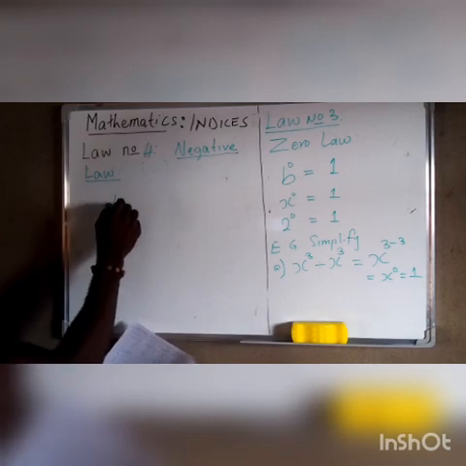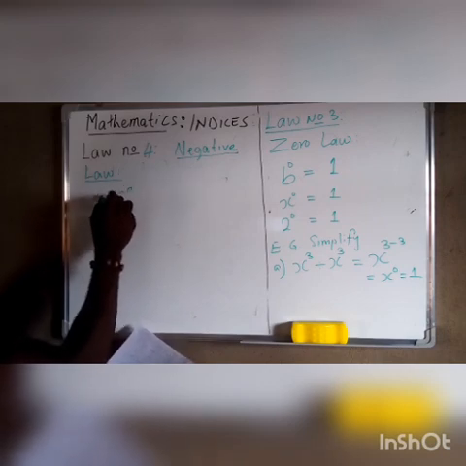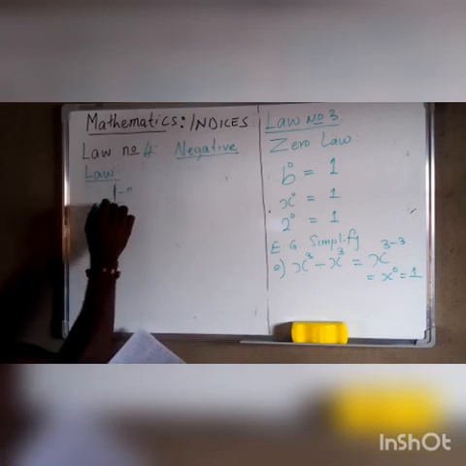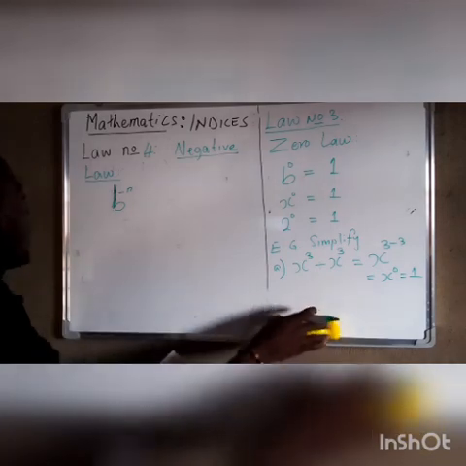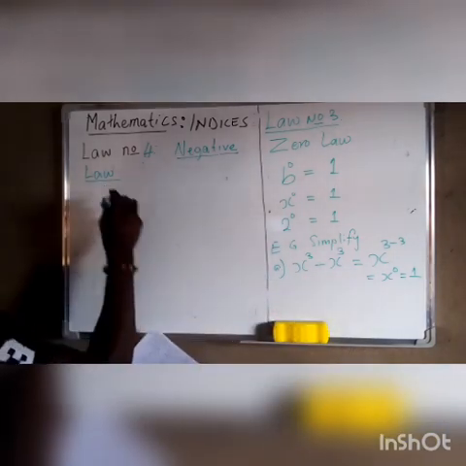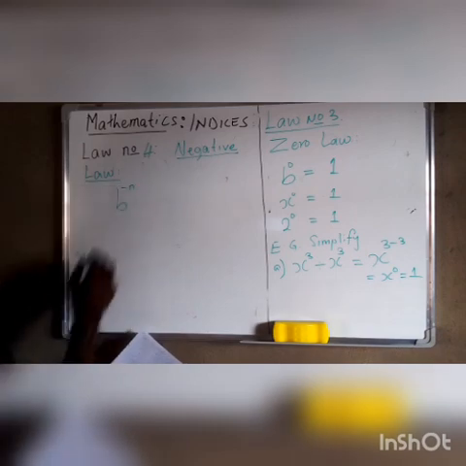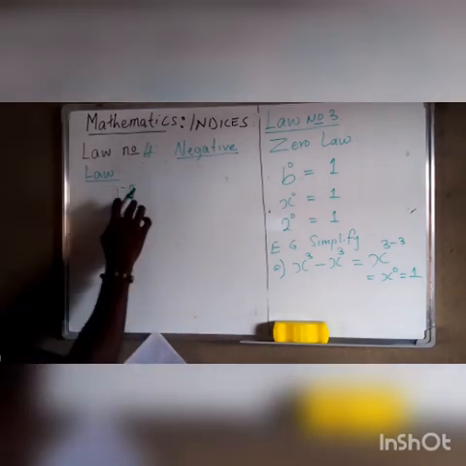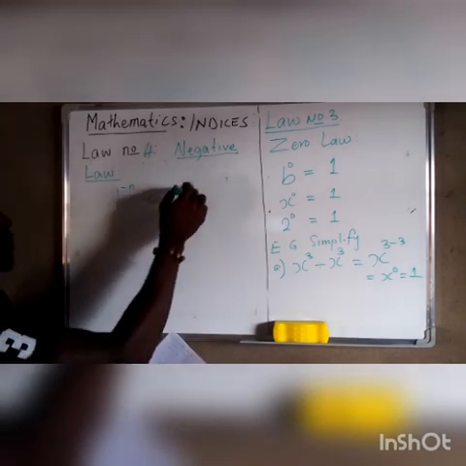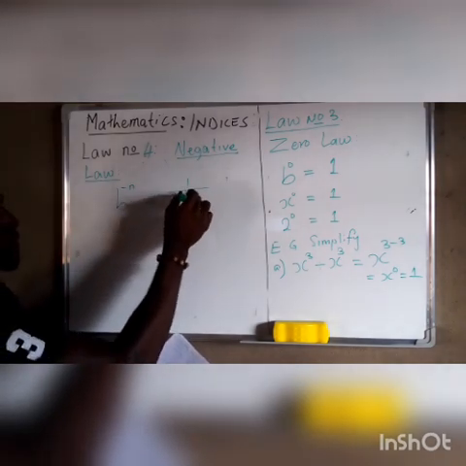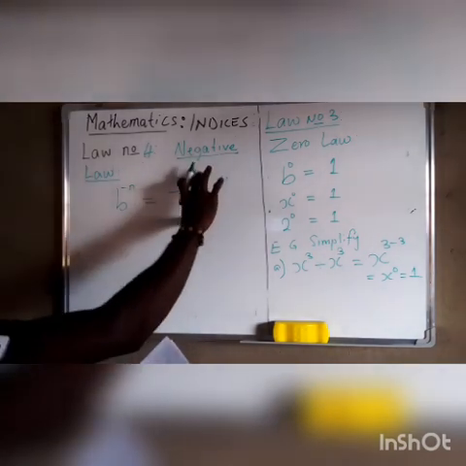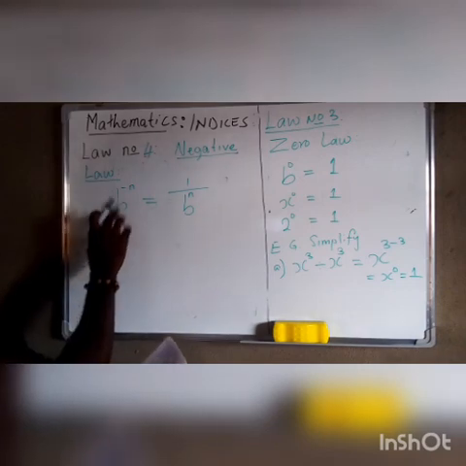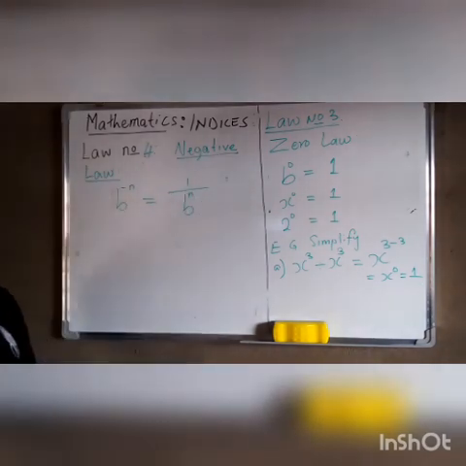This is b raised to minus n. You see that the letter here is carrying a negative power. So for us to be able to remove this negative power, we introduce 1, and this is 1 all over b raised to the power of n. So if I give you this, you can transform to this form, and if I give you this, you can as well transform to this form. In whichever way, it is correct. So this is the interpretation of the negative law.